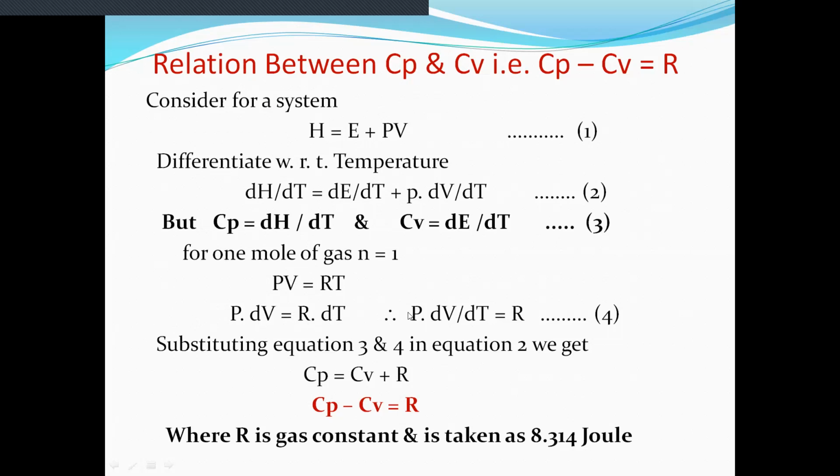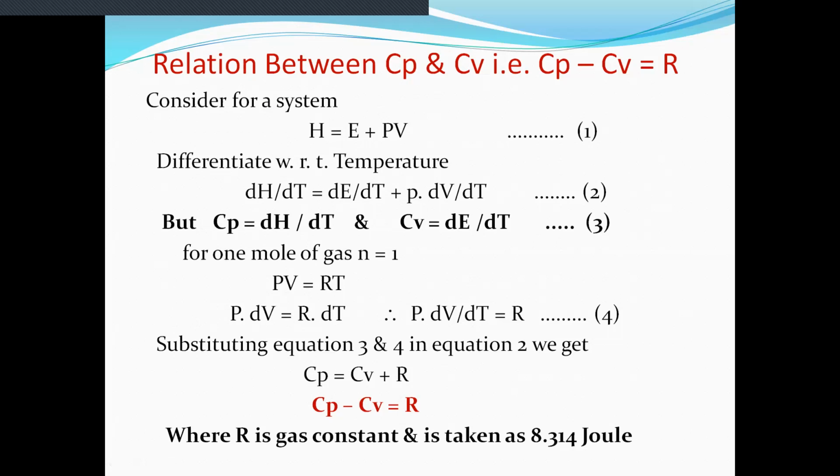Therefore, now rearrange this. You take this R on one side and the remaining terms on the other side. So what we are getting here is P into dV upon dt is equal to R, and this is equation number 4. That is, P into dV upon dt is equal to R. Equation number 4.